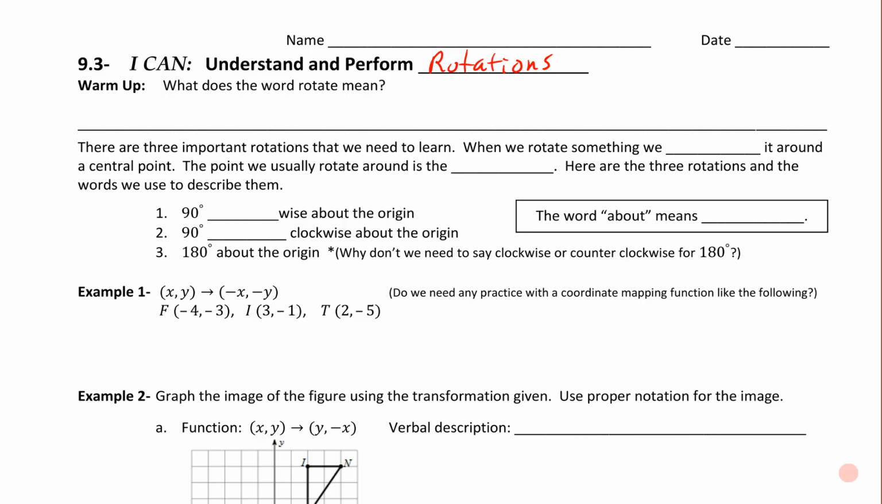On to our third rigid transformation. It's not going to change the size or the shape, but may change the orientation. 9.3, the I can statement is I can understand and perform rotations. So let's talk about what the word rotate means.